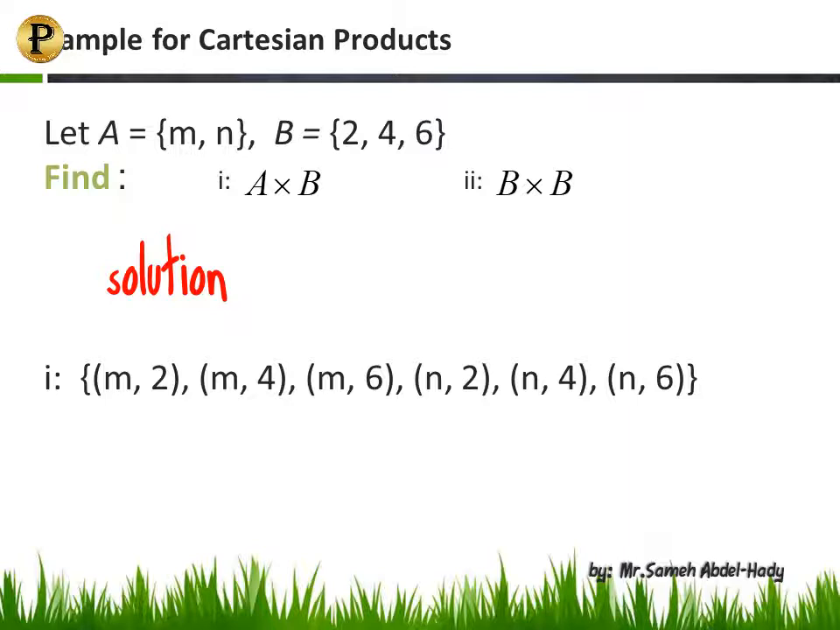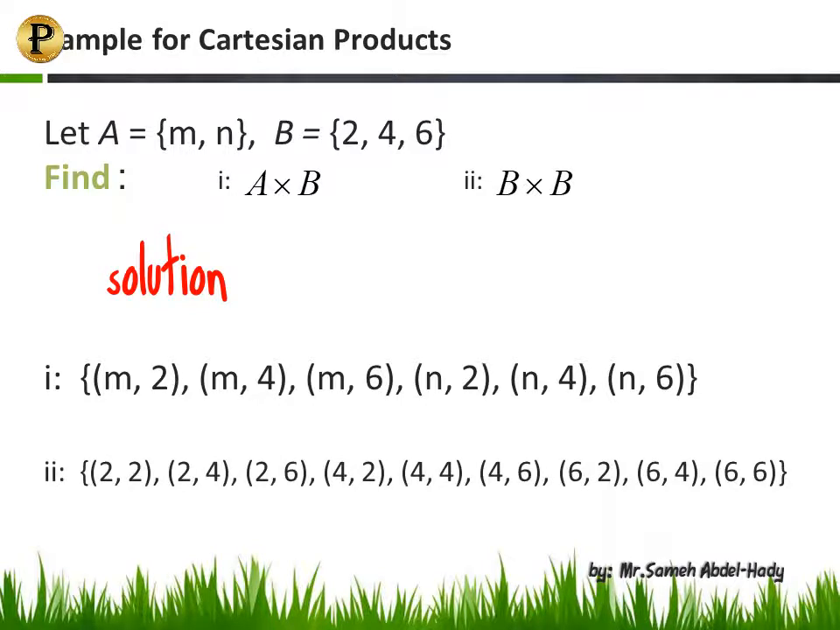Now I write A times B, so I have to pay attention, please. A times B: I have m with 2, m with 4 and m with 6. Then n with 2, with 4 and with 6. Alright. Part (ii) says B times B.